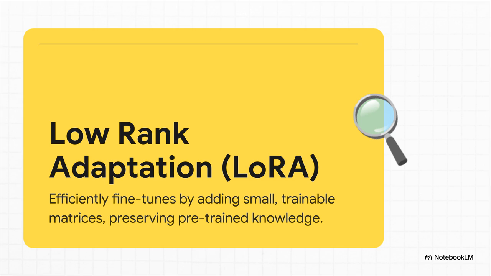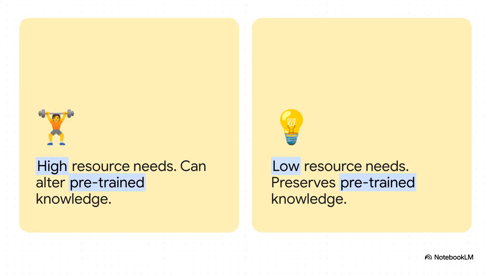The analogy I love is this. It's like adding some sticky notes with key points into a textbook instead of having to rewrite the whole book from scratch. When you put them side by side, the difference is huge. Full fine-tuning is kind of a brute force approach. It needs massive resources. And even worse, it can lead to something called catastrophic forgetting, which is exactly what it sounds like. The AI can actually forget some of the broad knowledge it started with. LoRA, on the other hand, is much more surgical. It uses way fewer resources, and crucially, it keeps all that valuable pre-trained knowledge locked in and safe.